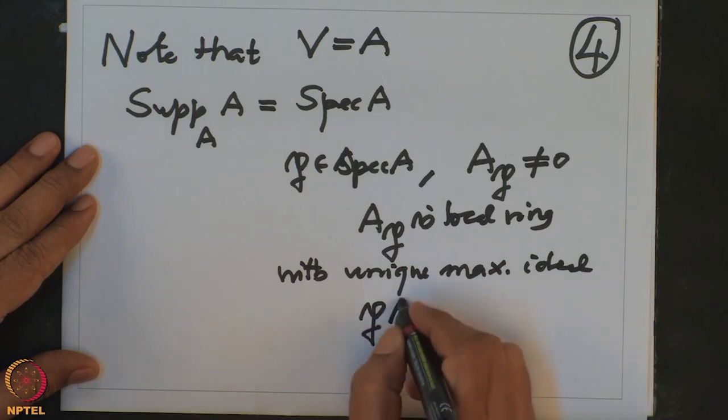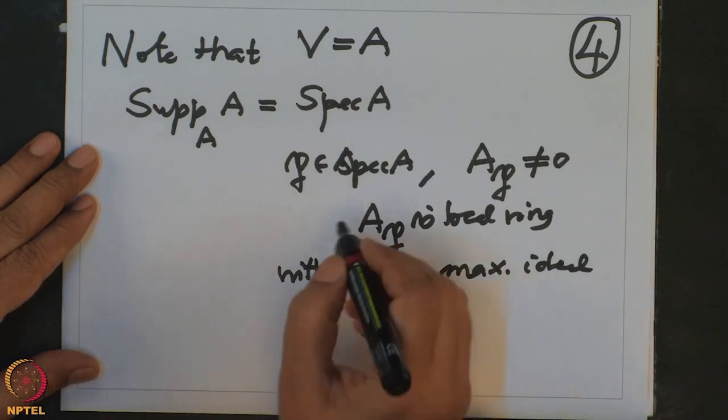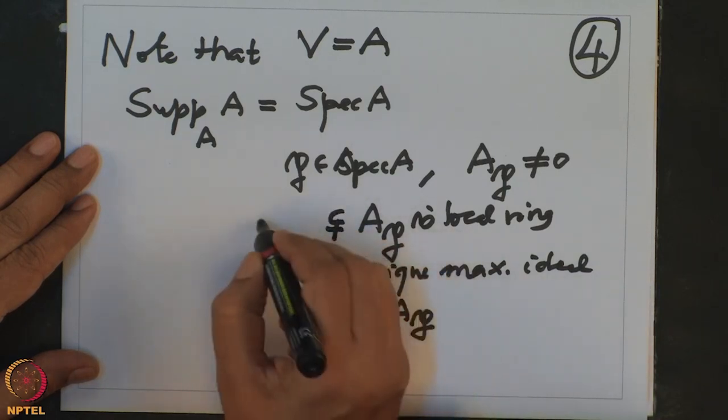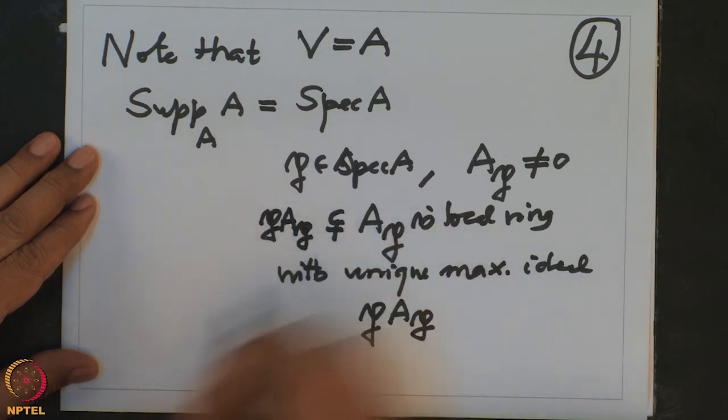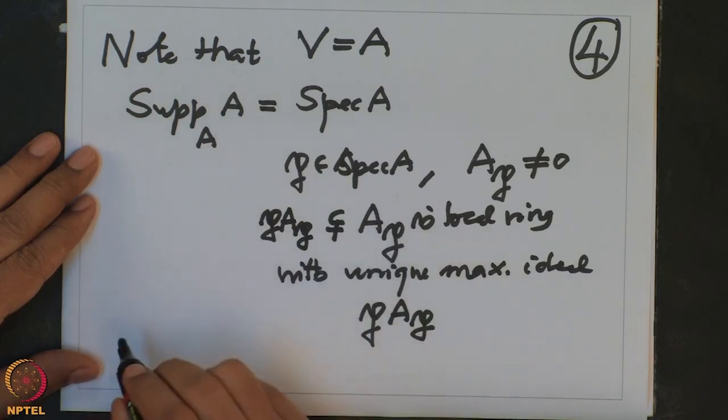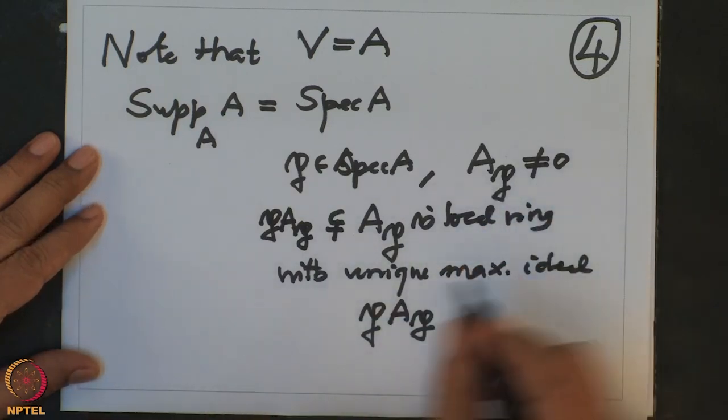PAP is the maximal ideal, therefore it is not the unit ideal, therefore this is properly contained there. Therefore this ring cannot be zero.